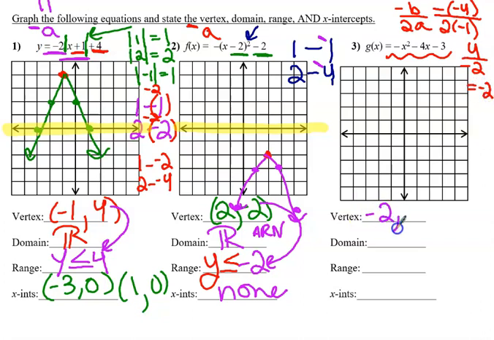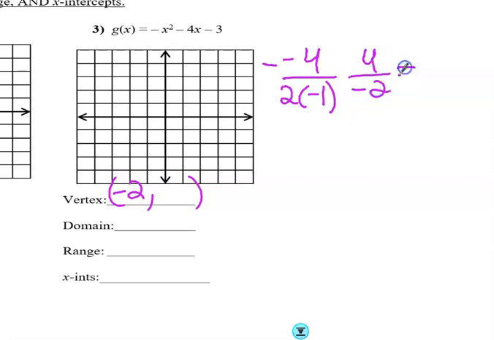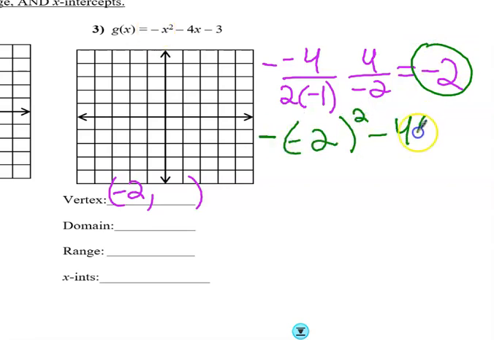So my vertex is -2. Okay, that's my first number. My domain is all real numbers, and that's what I know so far. All right, so I just got -2 as my vertex, again using the method -b over 2a. Now I need to plug -2 back in. This negative is the A, so that stays on the outside.